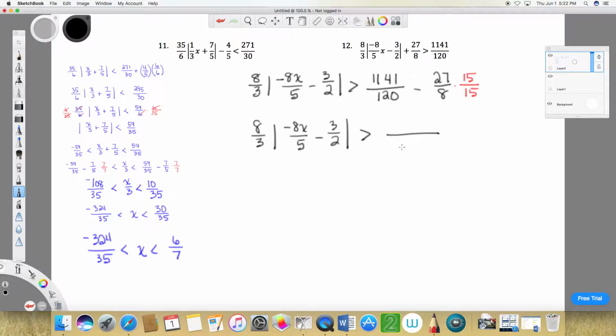And this subtraction, I can write now as a single fraction. If I take this 1,141 and subtract 27 times 15, if I do that, I get 736. 736 divided by 120, that fraction is going to reduce. I'm going to reduce it now and get 92 over 15. So I'm going to write this as 92 over 15.